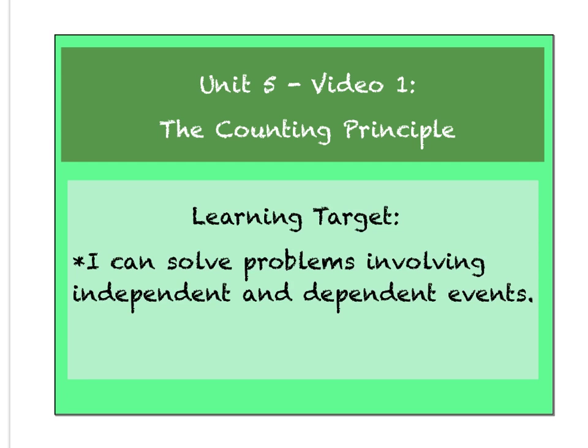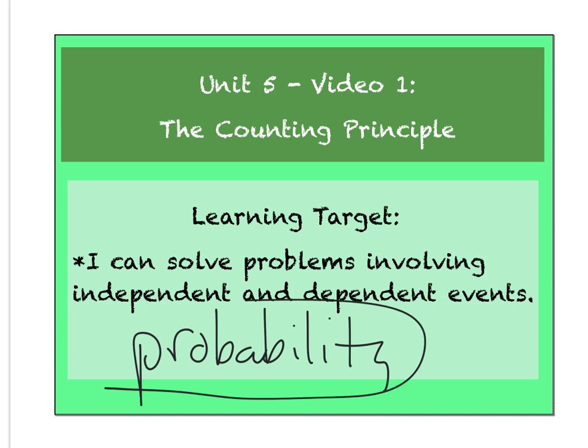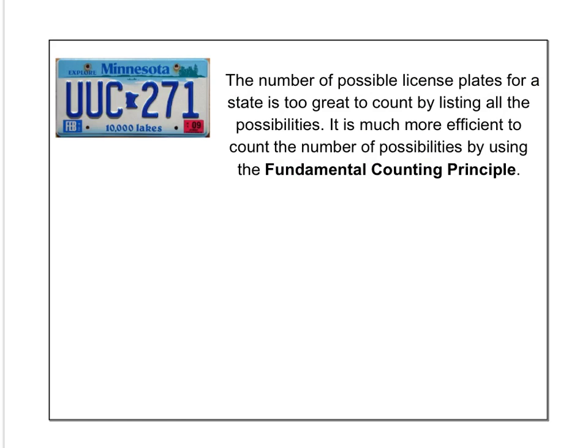This is Unit 5, Video 1, talking about the fundamental counting principle. This entire unit is going to be a lot of probability. We have to start looking at how many ways something can happen, figuring out all the different possible scenarios for a given event. We'll look at independent and dependent events, what the difference is, and then how to count the possible things that are happening.